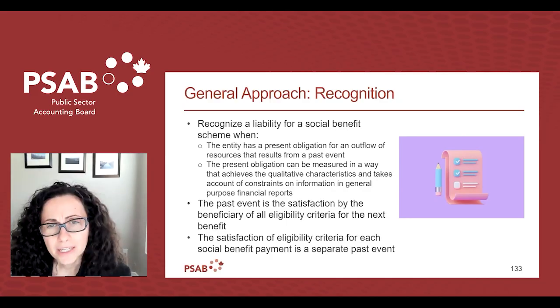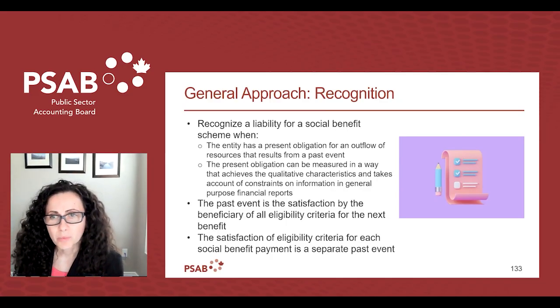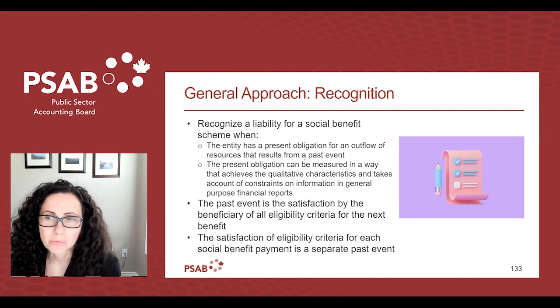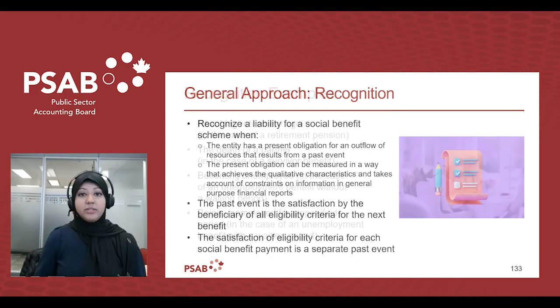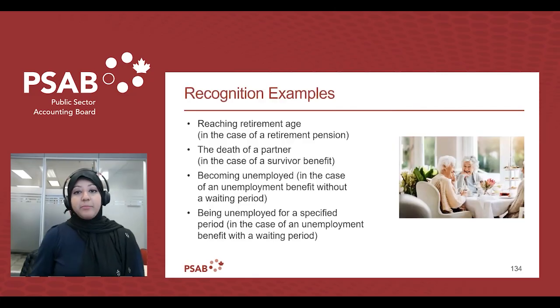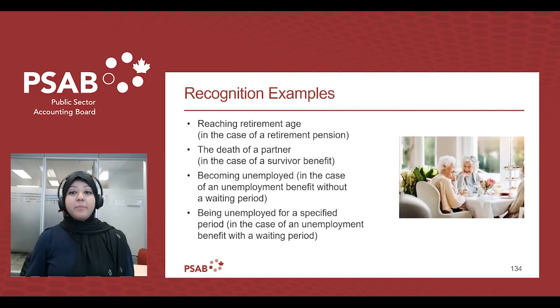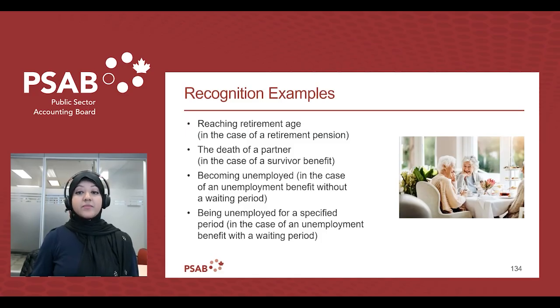Thank you, Iman. And can we look at some social benefit recognition examples to help us further understand? Absolutely. The recognition examples are examples of when a beneficiary must first satisfy all the eligibility criteria for the provision of the next social benefit. To continue to receive the social benefit, beneficiaries would need to continue to satisfy the eligibility criteria.